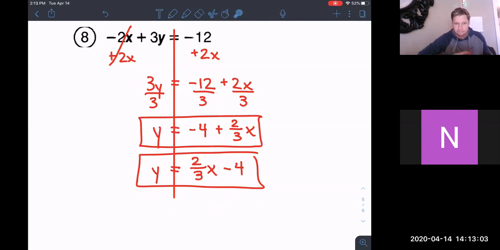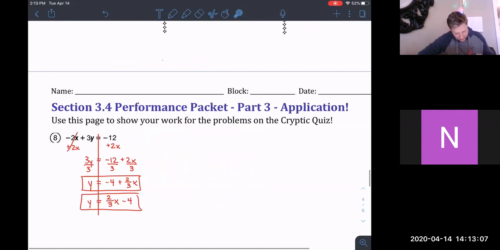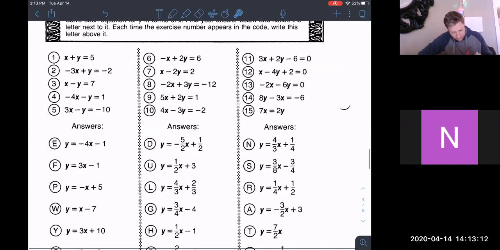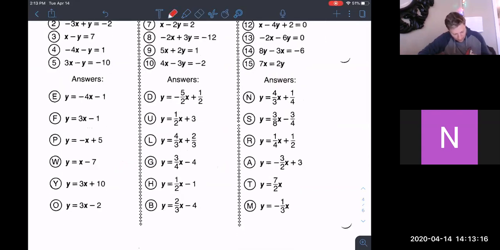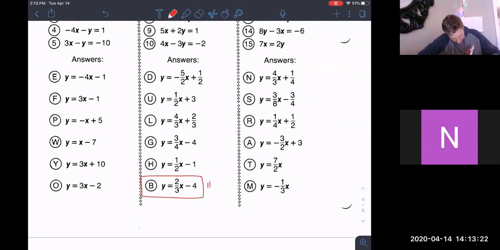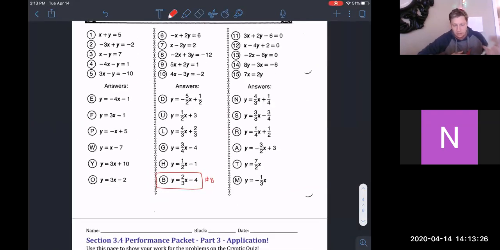Okay. All right. So now we look for the answer y equals 2/3 x minus 4. And that's in the middle column here. Remember, your answers to 6 through 10 will be in the middle column. And we can find our answer right down here at the bottom. So I would put maybe number 8 right here, just to remind yourself that you've already gotten that answer and it was the answer to number 8.